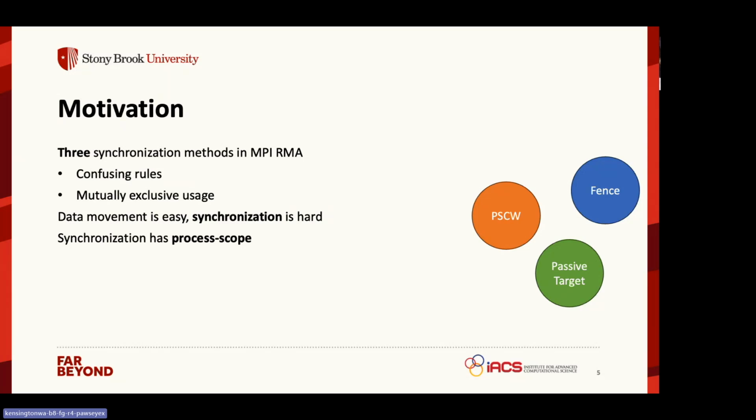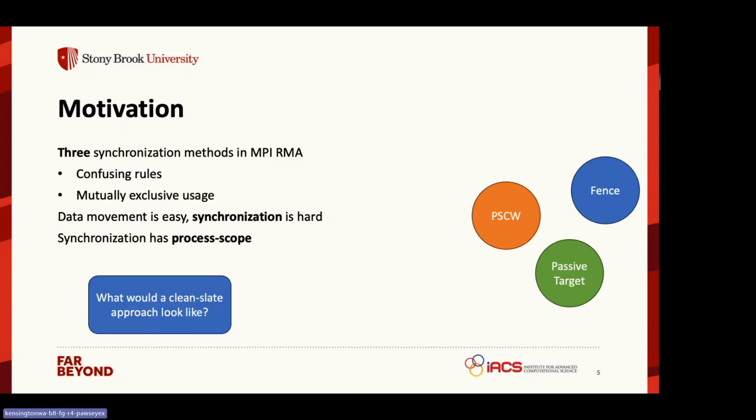And the other thing that I think really hampers us is that all the synchronization that we have is process scope synchronization, right? So a flush flushes everything in the whole process. A fence is a collective operation, applies to the whole process. And the same in PSCW. So we cannot really have thread local synchronization or thread granularity synchronization where threads can do different things in RMA and then synchronize only their part. So that's a problem.